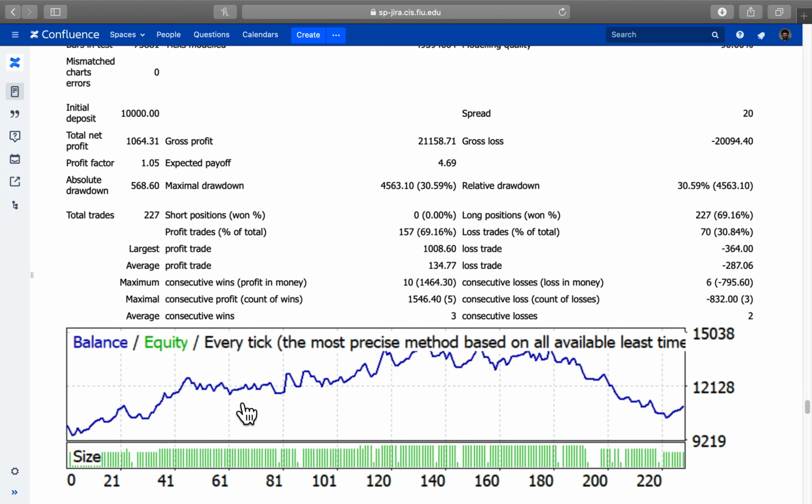If we scroll down here, we see the forward test. So the expert advisor was not optimized for these dates, yet we were able to make a profit of $631. We used the same input parameters suggested during the history test, and here's what the graph looked like.